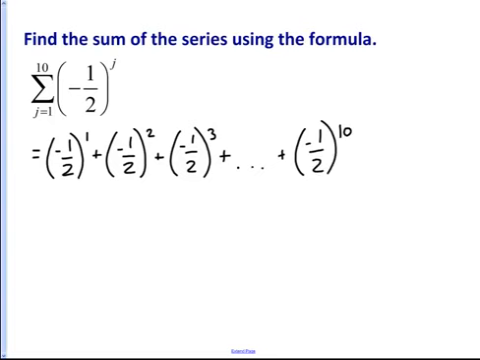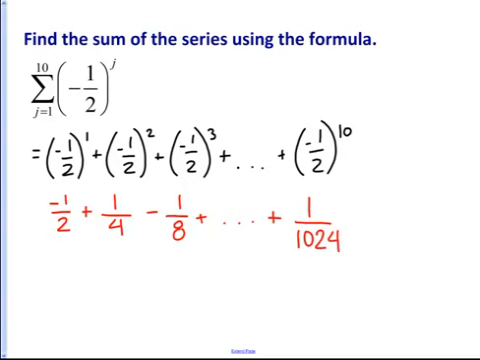You can simplify these by hand, or if you need to, use your calculator. -1/2 to the first is -1/2. -1/2 to the second is +1/4. -1/2 to the third is -1/8. And keep going. -1/2 to the 10th, because it's an even power, we know that that will be positive, and 2 to the 10th power is 1024.